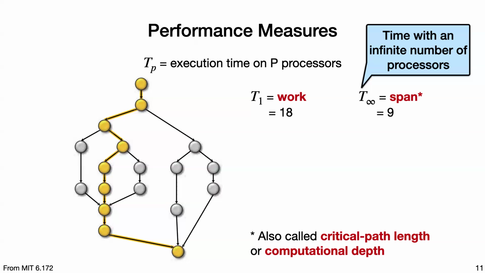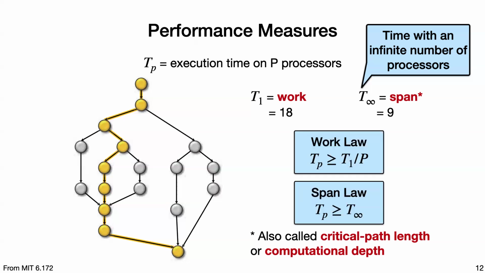So are these measures clear to folks? The work and the span? Going forward, we're going to use these measures, but they're going to be expressed in terms of n, because n is the input size to the algorithms.